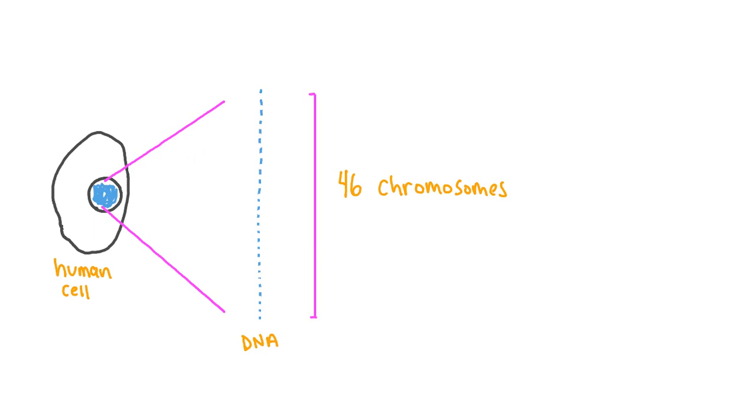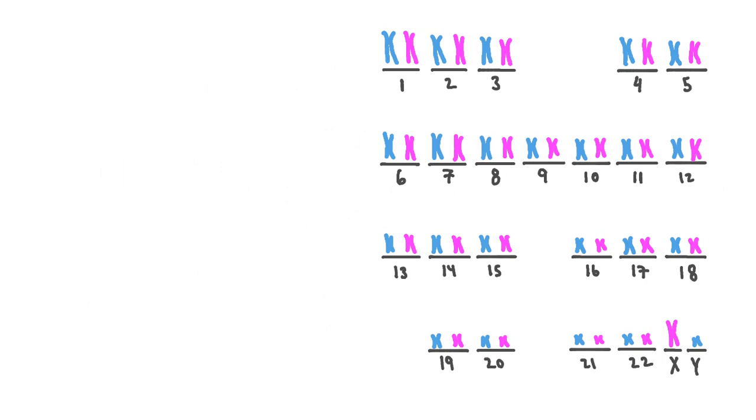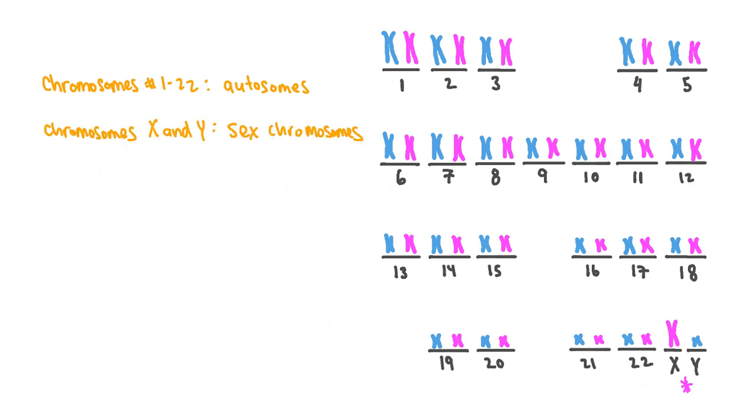Let's take a closer look and see what these look like. Our chromosomes are numbered 1 to 22, with chromosome 1 being the largest and 22 being the smallest. We call chromosomes 1 to 22 autosomes. We also have chromosomes X and Y, which we call the sex chromosomes, because they determine our biological sex. Having one copy of the X chromosome and one copy of the Y chromosome produces a biological male, while 2 copies of the X chromosome produce a biological female.